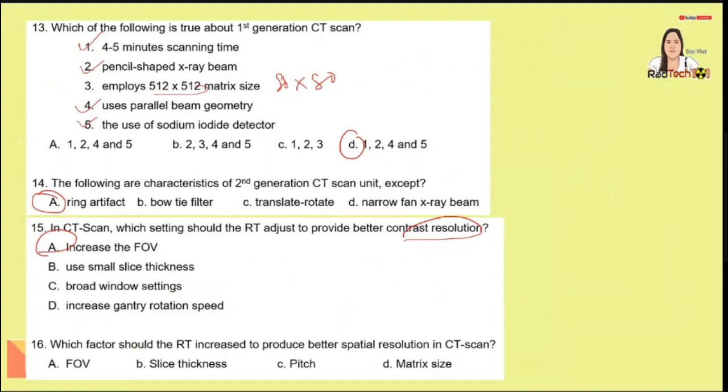So 16, which factor should the rad tech increase to produce better spatial resolution in CT scan? I have mentioned that, that is matrix size. So for spatial resolution, matrix size. For contrast resolution, increase the FOV.